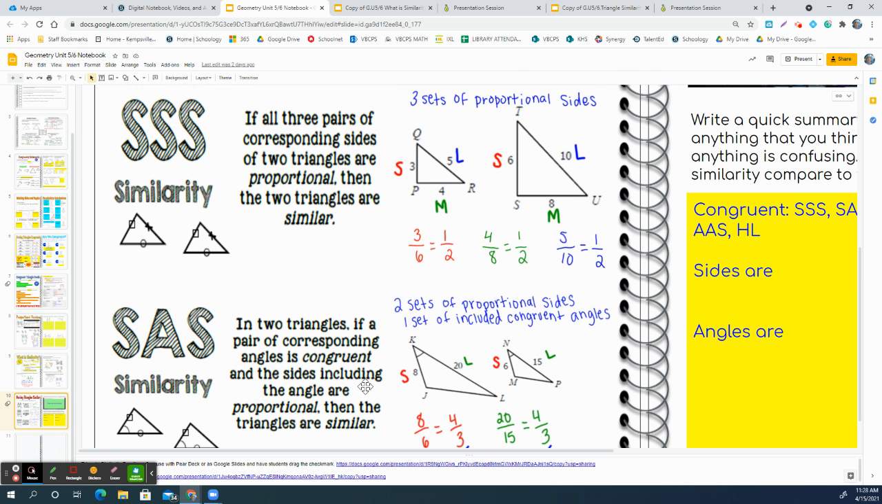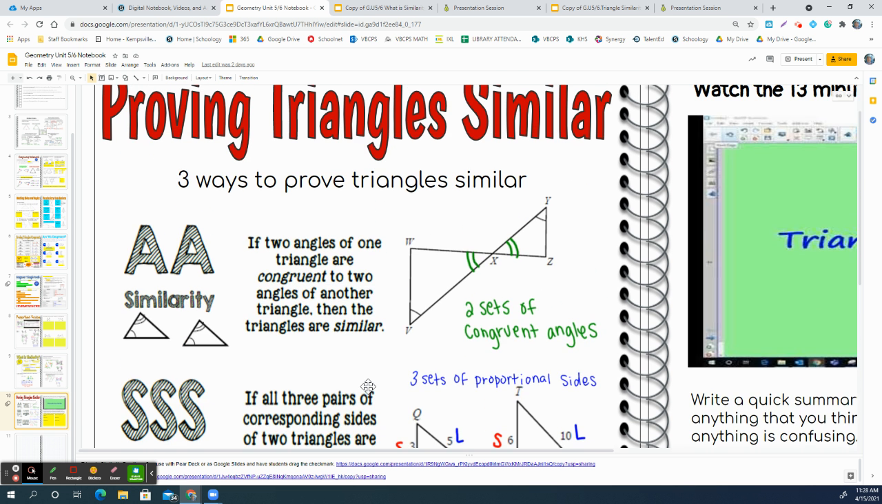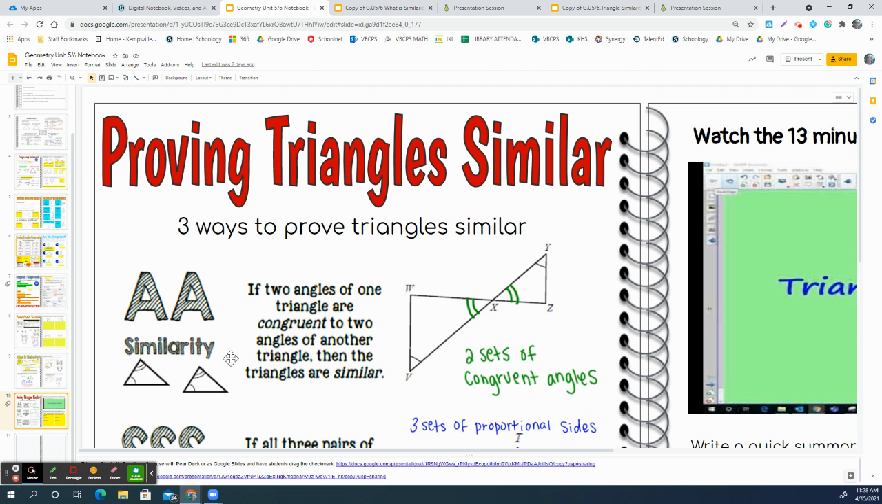All right, so the last thing we need to know today is there are 3 ways of proving triangles similar, and all 3 are on this page. 2 of them are familiar. We've done them already with congruent, and 1 of them is different. This one is the different one.